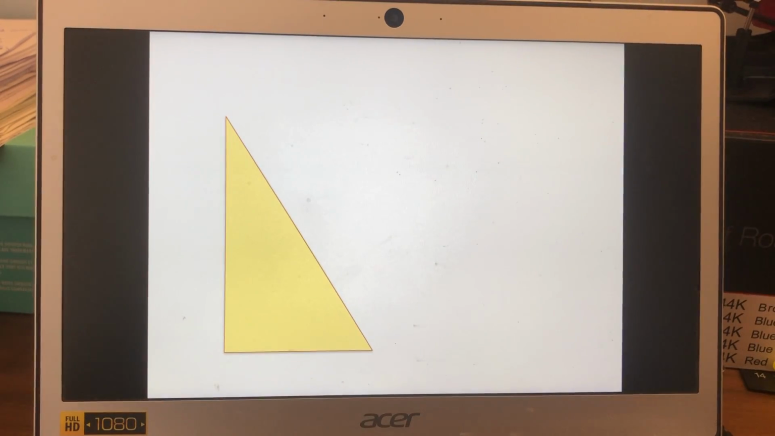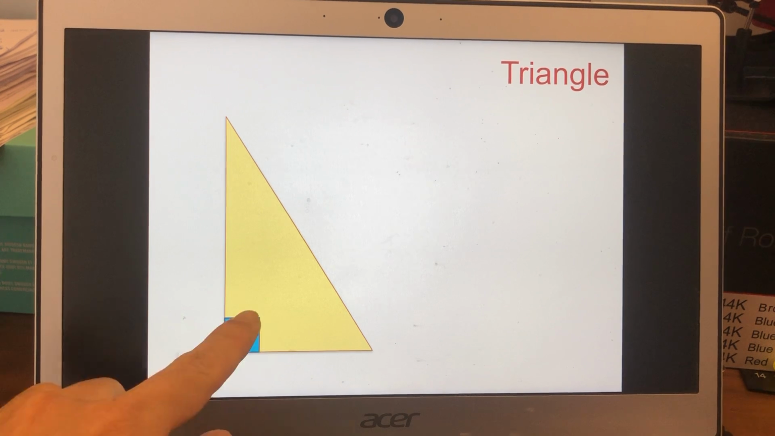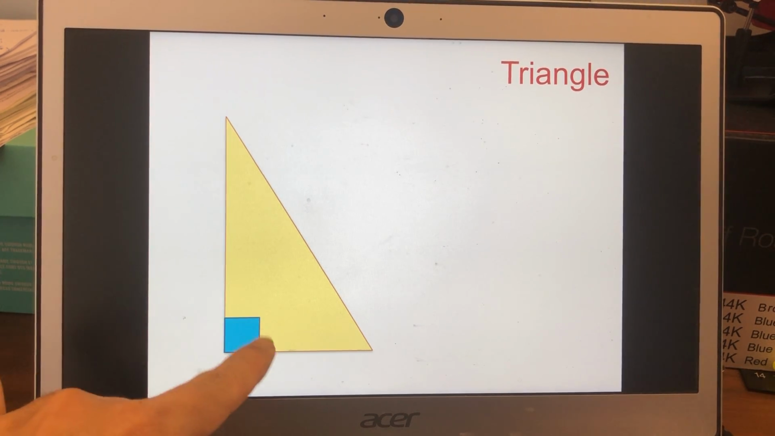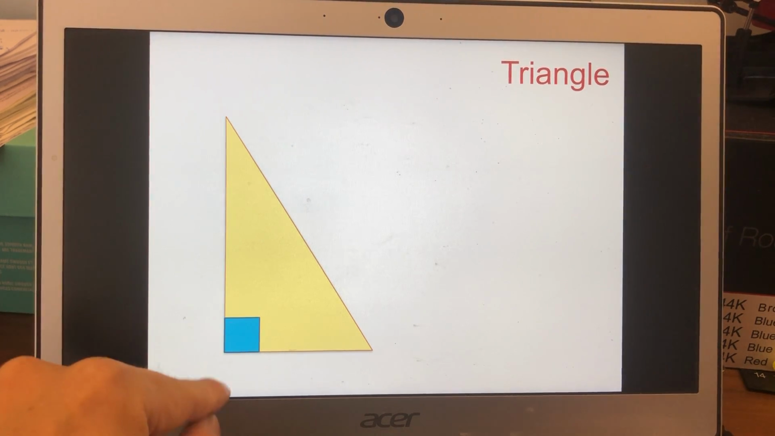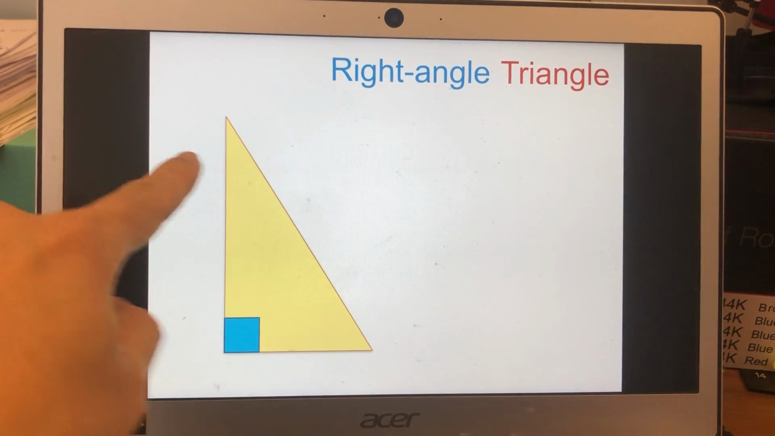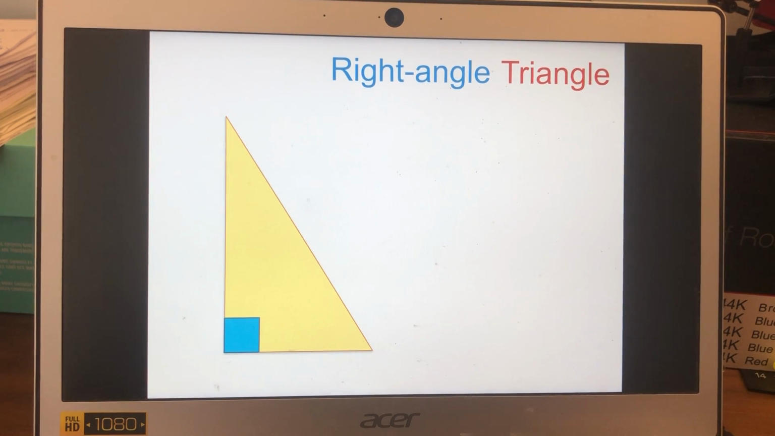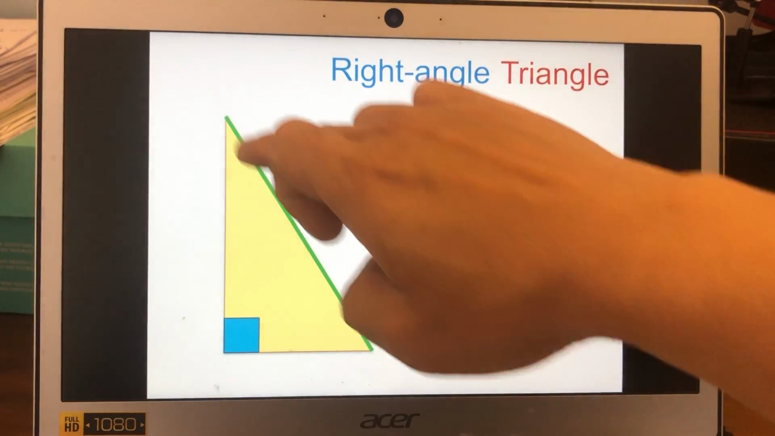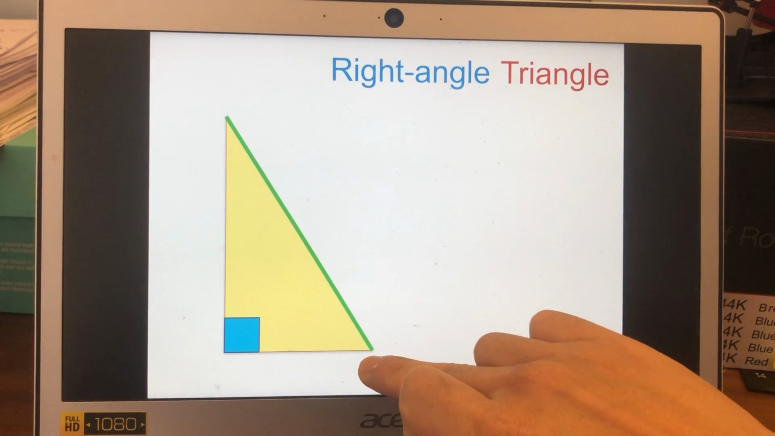So this theorem only happens in a special triangle, which is a right angle triangle. When there's a right angle here, this symbol, the little square, means that it is a right angle. It means that the size of this angle is 90 degrees. So with this right angle, we call this triangle a right angle triangle. And for a right angle triangle, there are three sides. 1, 2, and 3. Three sides.